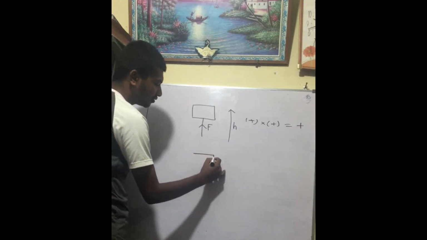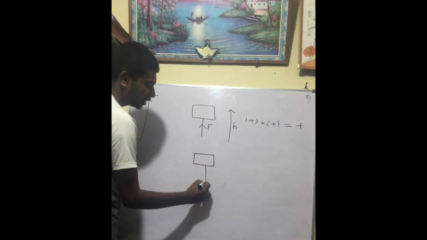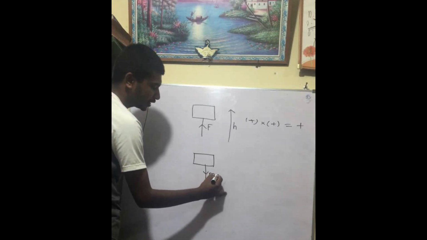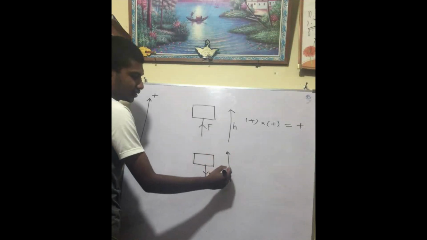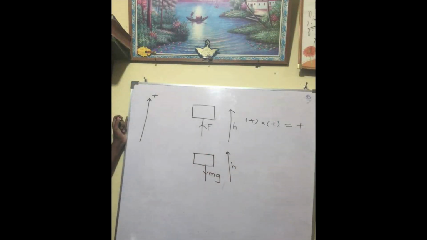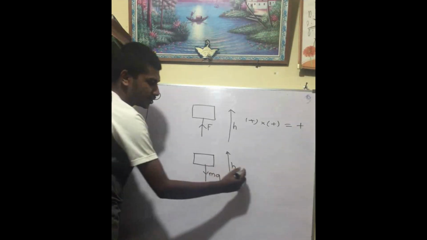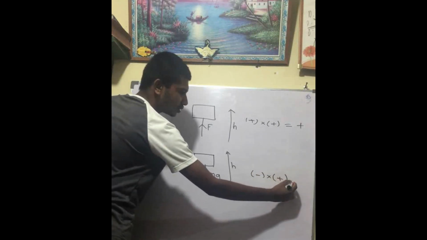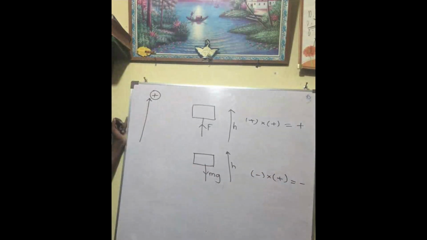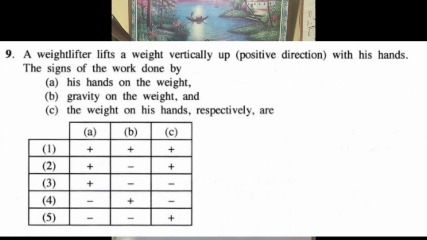On a weight, you know that gravity always acts downwards. But the displacement is in the upper direction. Since I am considering vertically upwards as plus, the force Mg will be in minus direction, and h will be in plus direction, so eventually the work will be in minus direction. And the final one is by the weight on his hand.